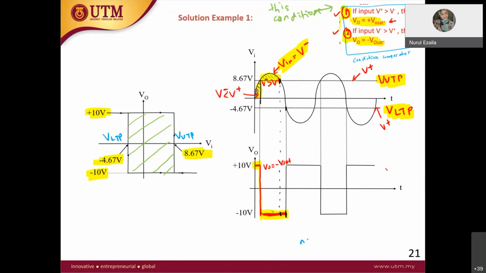So I make it as a blue color. So this cycle. For this region, it is only touching VLTP. So in this case, VLTP is the V plus, but still this line is equal to the V in, equal to the V minus.